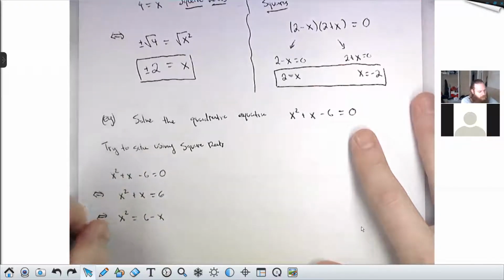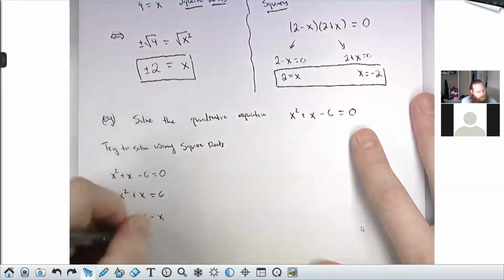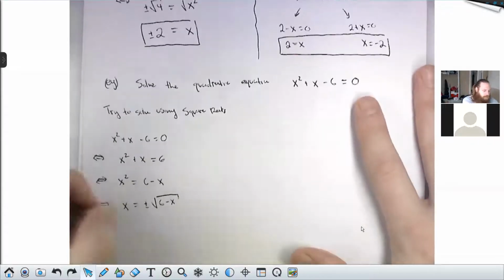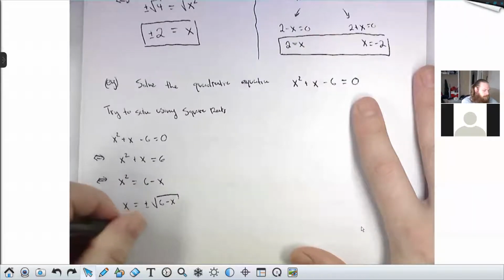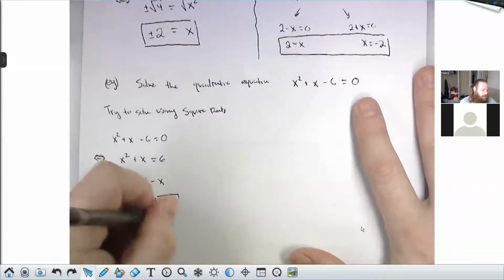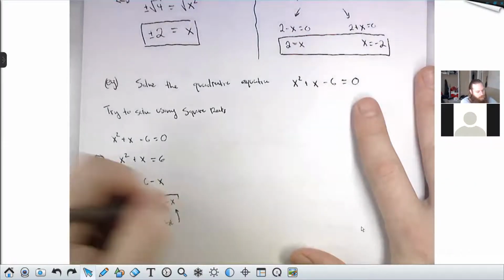But now if you take square roots, you do get a true statement here. If you take square roots on both sides, you get x equals plus and minus the square root of 6 minus x. But this doesn't help. Because I don't know what to do with this.